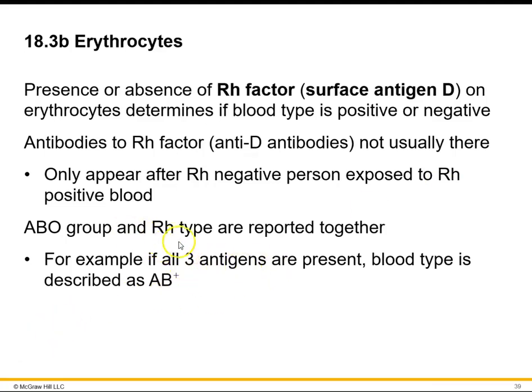And as mentioned before, the Rh type is indicated by positive or negative. So for a blood type to be given, you're going to start with the ABO group that they belong in, and plus or minus, they have that Rh factor. So an AB positive person would have both A antigen and B antigen, as well as the Rh factor hanging off of their red blood cells.